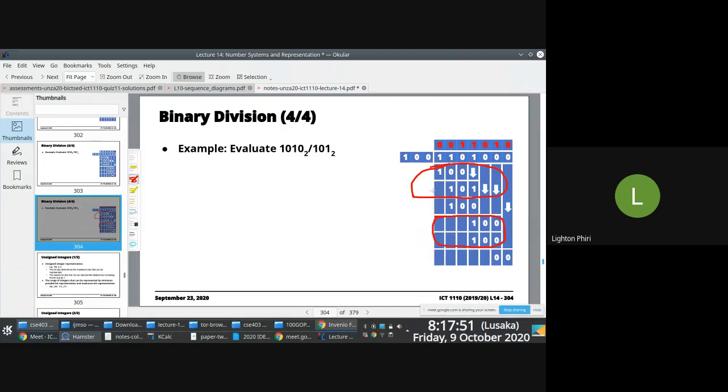Which part are you referring to? Pardon? Which part are you referring to? You're saying, could you repeat? The same one you have highlighted there in red. Assuming that the top part was 000, and then the bottom part was the same 100, and then we are subtracting.